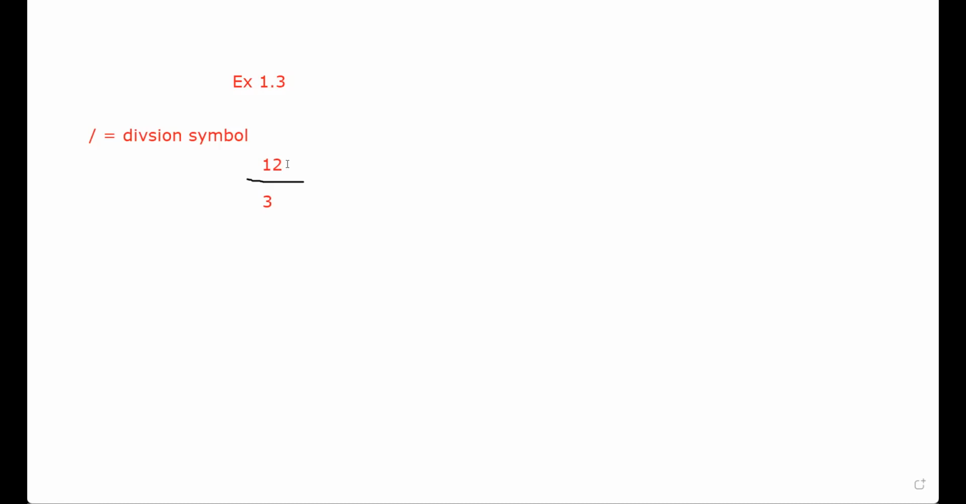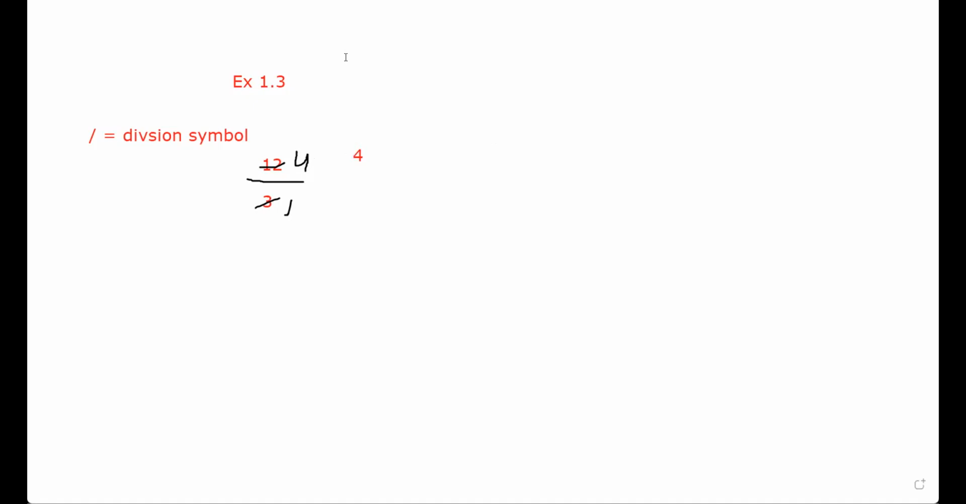So my dear students, what we have to do now is find out which number divides these two numbers. 12 and 3 are both divisible by the number 3, because 3 ones are 3 and 3 fours are 12.